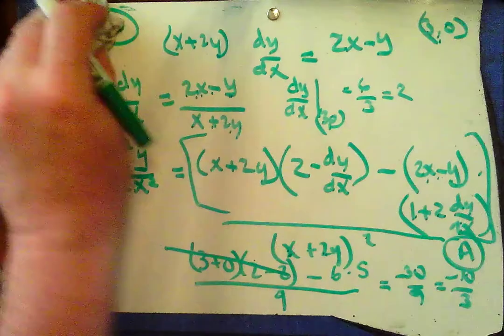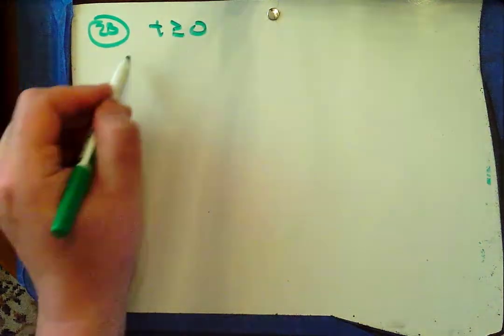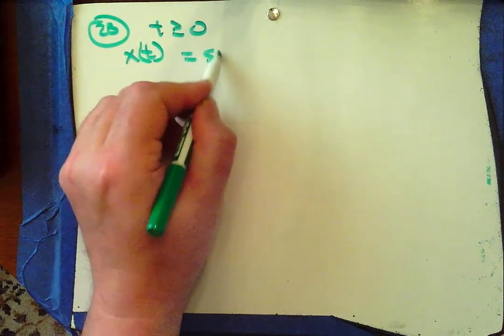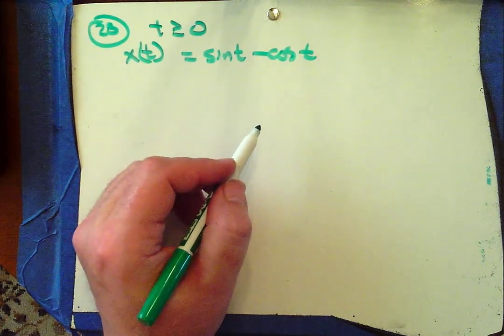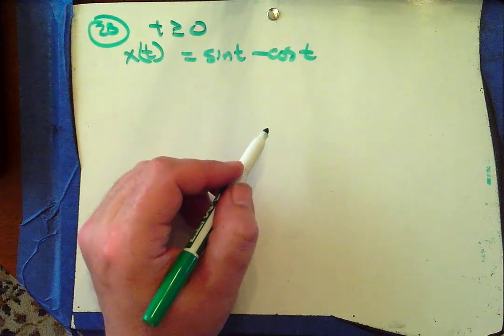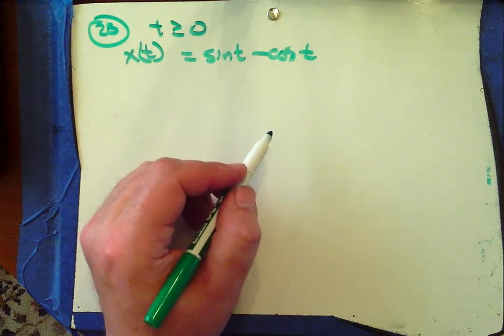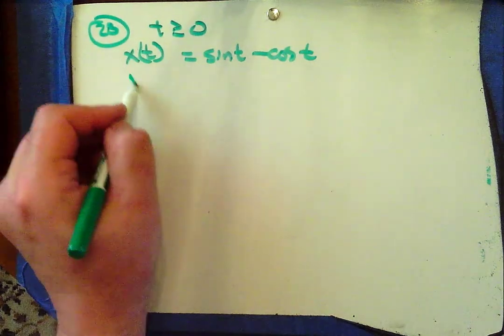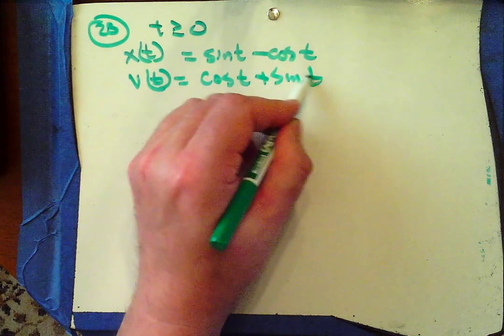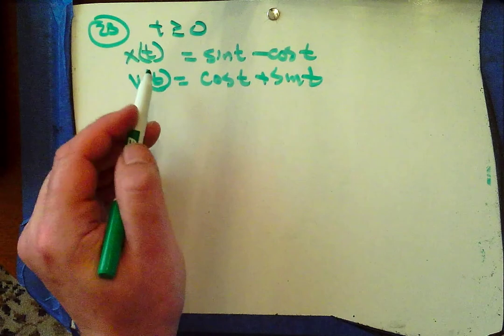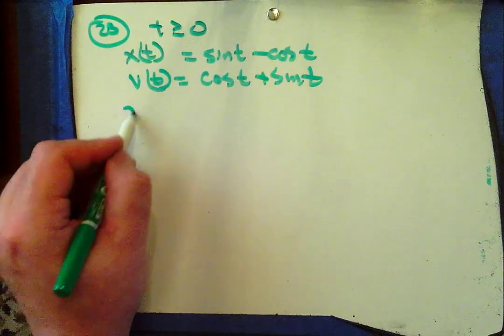Yes, and finally 28. 28 says for t greater than or equal to 0, position is given as sine t minus cosine t. Okay, and what is acceleration when the particle has velocity equal to 0? So v of t equals cosine t plus sine t. And when is this equal to 0?